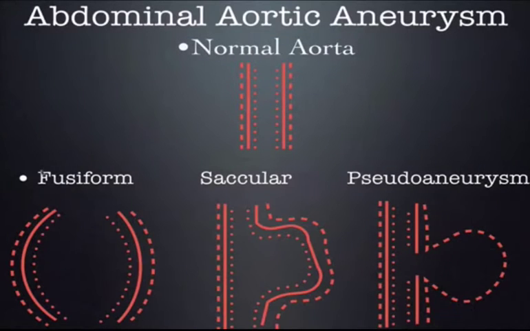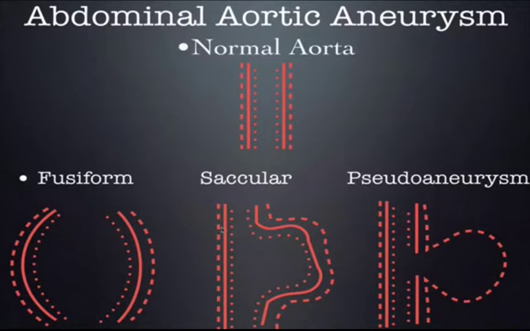Now, first off, let's discuss the most common type, which is a fusiform aortic aneurysm. And the hallmark of the fusiform aortic aneurysm is it involves all three layers and their circumferential involvement. In other words, fusiform dilation of the affected segment of the aorta.